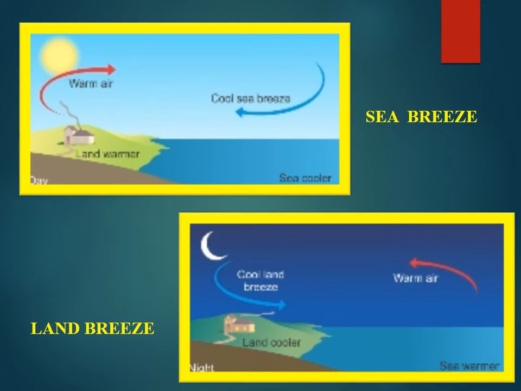So when does the sea breeze blow? You can see during the daytime when the land is warm, warm air goes up and cool air from the sea takes its place. Okay, so this is sea breeze, and the opposite happens in the night. The sea is warm, so warm air from the sea rises and cool breeze from the land blows into the sea. So these are the local winds, which take place over a small area during the day.